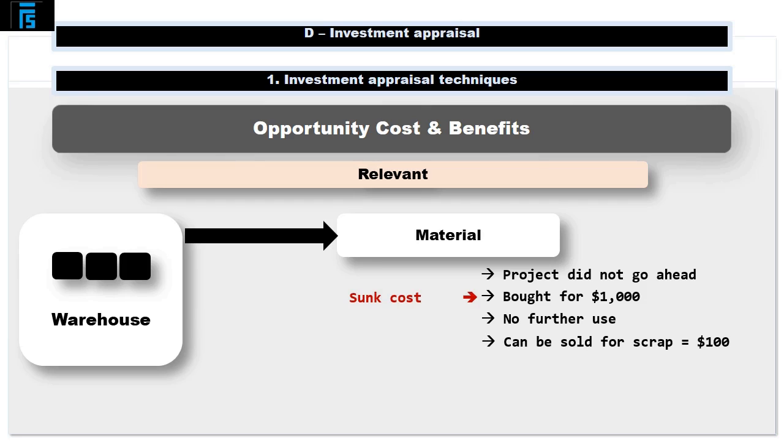Firstly, the $1,000 is irrelevant, as it's a historical cost and therefore sunk. If we don't go ahead with the project, we could sell this material for $100. So if we do go ahead, we'll be choosing to forego $100 income. In effect, using the material on the project has cost us $100, as we're $100 worse off as a result of going ahead.